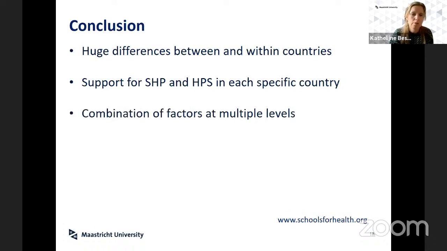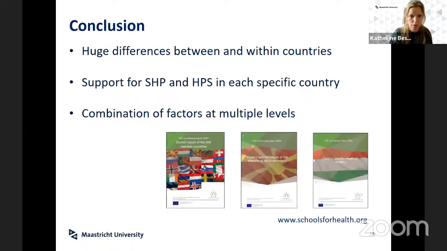And then systematically targeting the combination of relevant barriers and facilitators at multiple levels is likely to enhance implementation. But of course, this really requires time and continuous efforts. So if you're interested in the country-specific results, we've prepared some country-specific reports for this. You can have a look at these reports, which can be found at the SHE website. And of course, we also prepared a short overall summary.